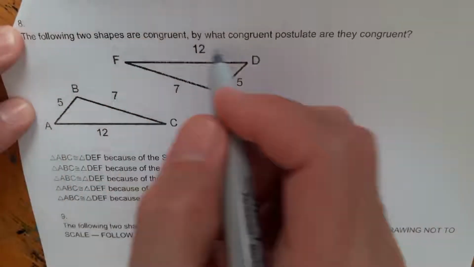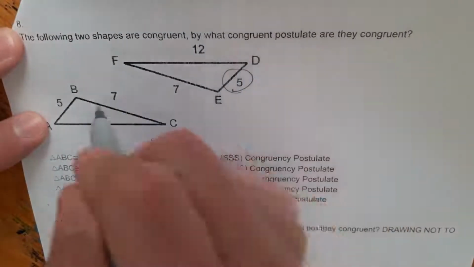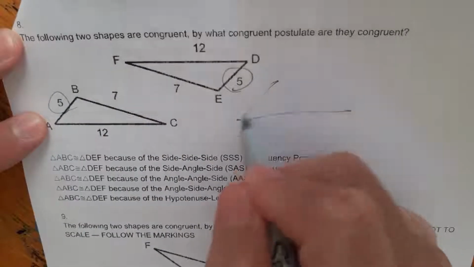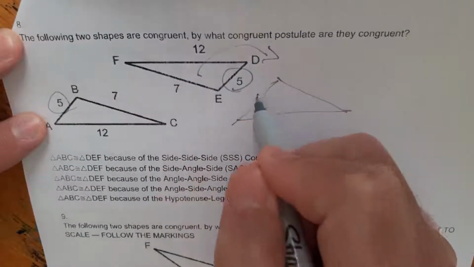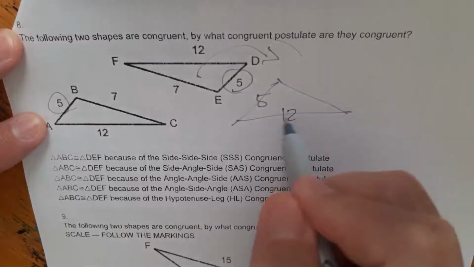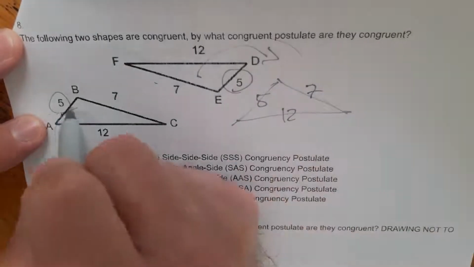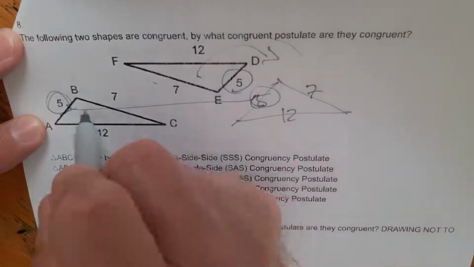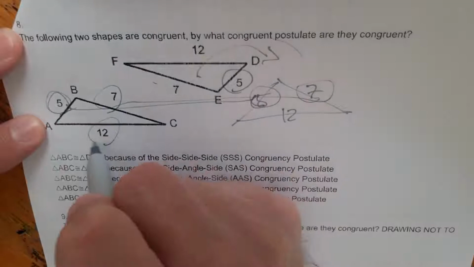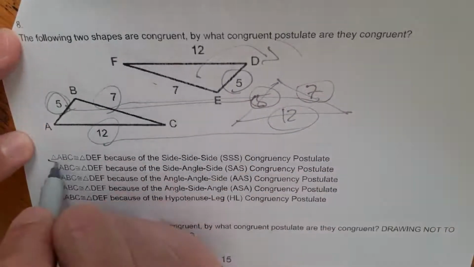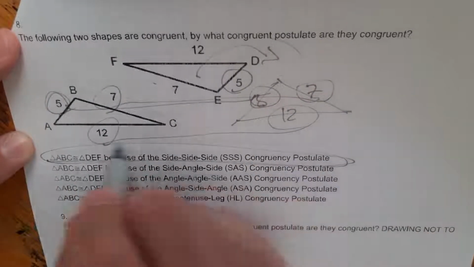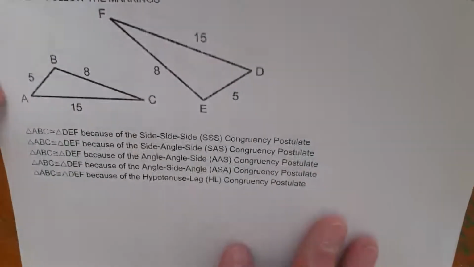All right, the following two shapes are congruent. We have a side, and maybe we should just rotate this. Let's rotate this around. This is 5, that would make this 12, and if we rotated, this would be 7. So 5 corresponds with 5, 7 corresponds with 7, and 12 corresponds with 12. So side, side, side congruency postulate.